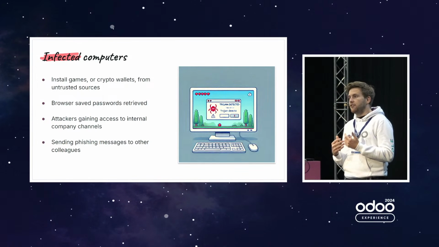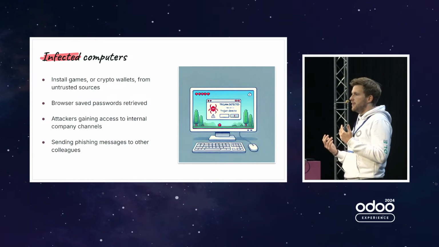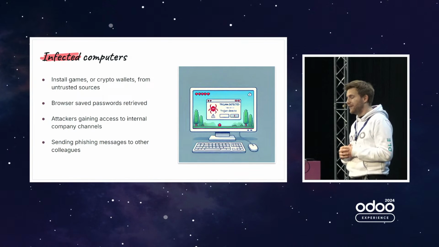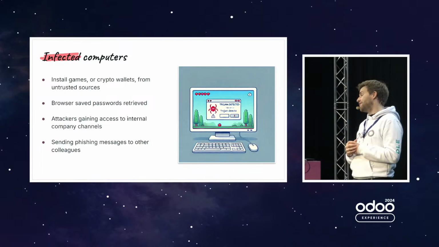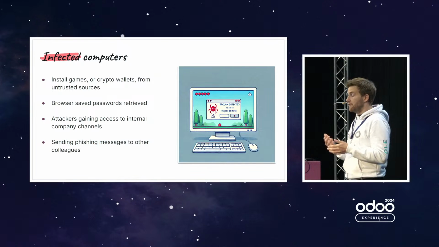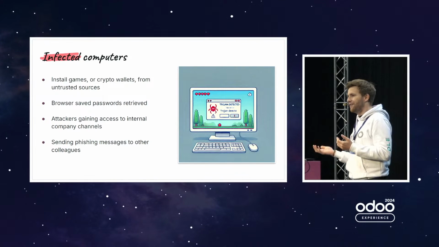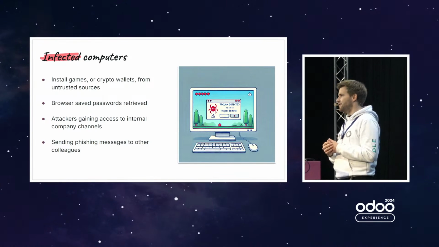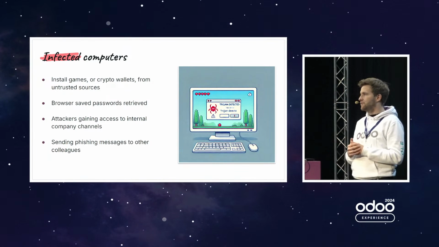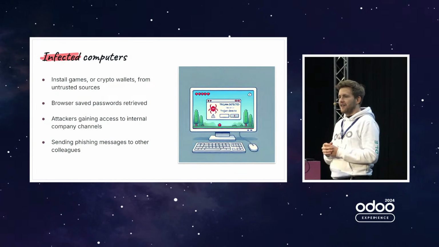Then what we had in the past year as well is a number of more infected computers. Basically, employees were installing, I don't know, games from places they shouldn't download games from, or installing fake crypto wallets, and then their computer gets infected. With those Trojans installed on their computers, they retrieve the passwords saved in your Google Chrome, in Firefox, or something. Then they gain access to Odoo.com as an employee, and then they can start sending more phishing emails to internal channels of employees at Odoo to spread even more into the company.